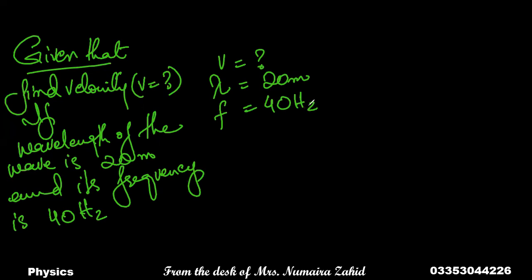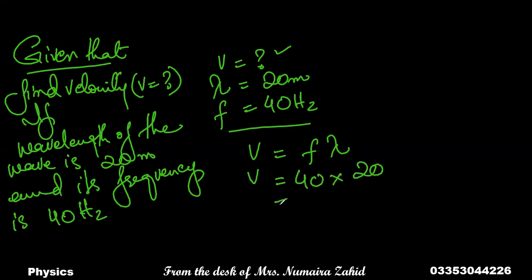These are supposed values, arbitrary values. Whenever we want to find an unknown value from a relation, first we need to decide which relation we are going to use. Here we apply the relation, and for finding V, we have to multiply frequency by the value of wavelength. So it becomes 800 meters per second, because meter per second is the unit for velocity of a wave.